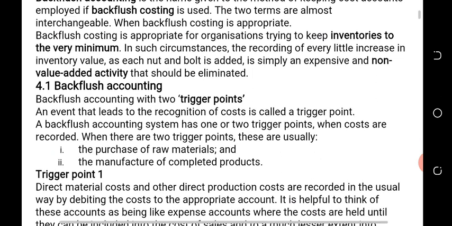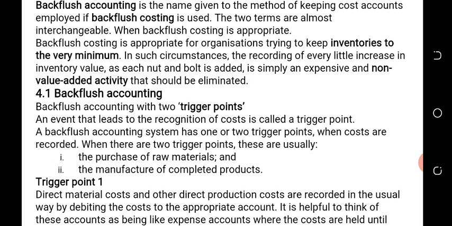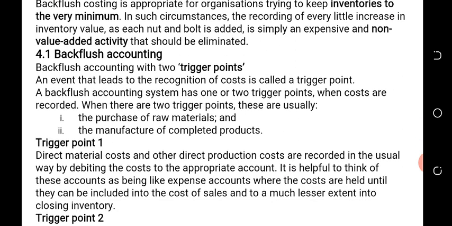And when you can identify your customers and the pattern in which they request, then you should be able to produce at the time required. Now, Backflush accounting. What is Backflush accounting?